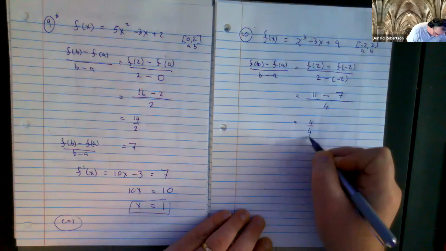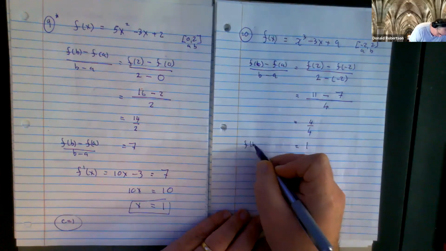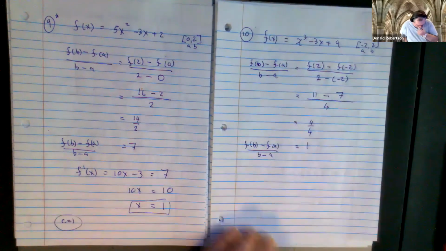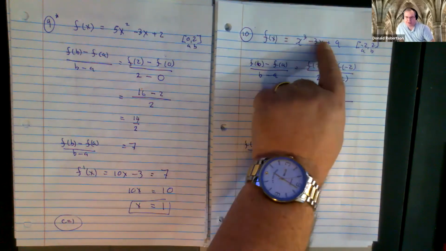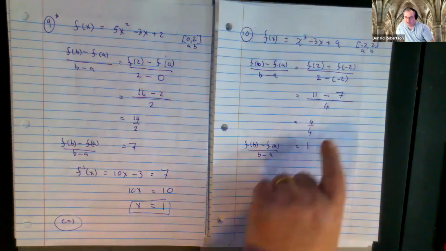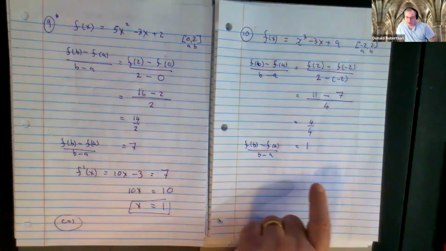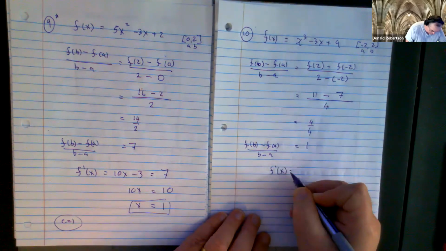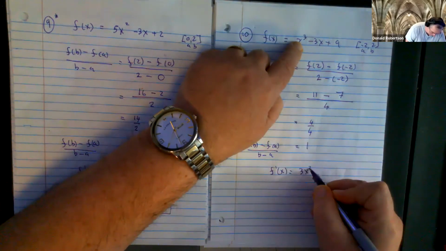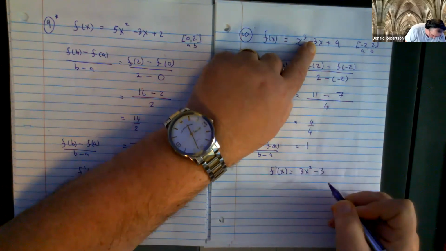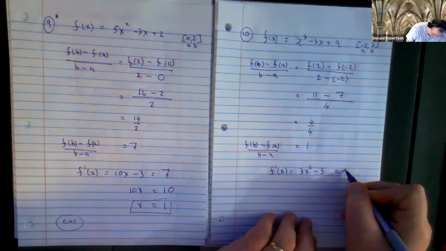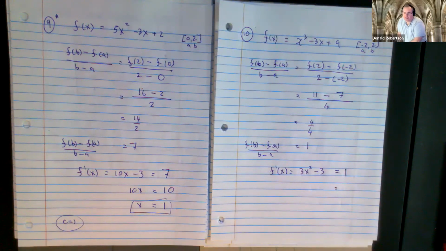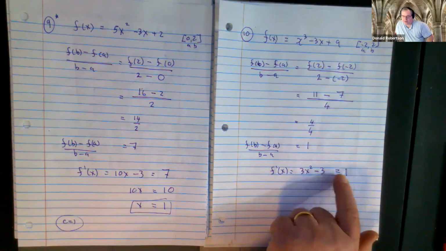So the rise over run guy is 1. So there's at least one place on this cubic in the region -2 to 2 that has a derivative of 1. So let's find the derivative. Power rule, 3x squared take away 3 equals 1. Okay, I want to solve this quadratic equation. When is this equal to 1?